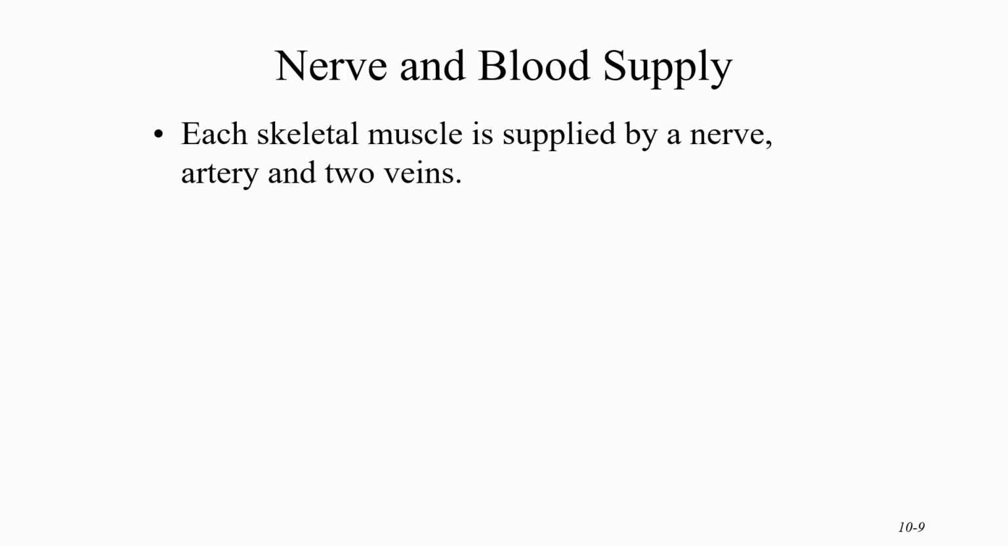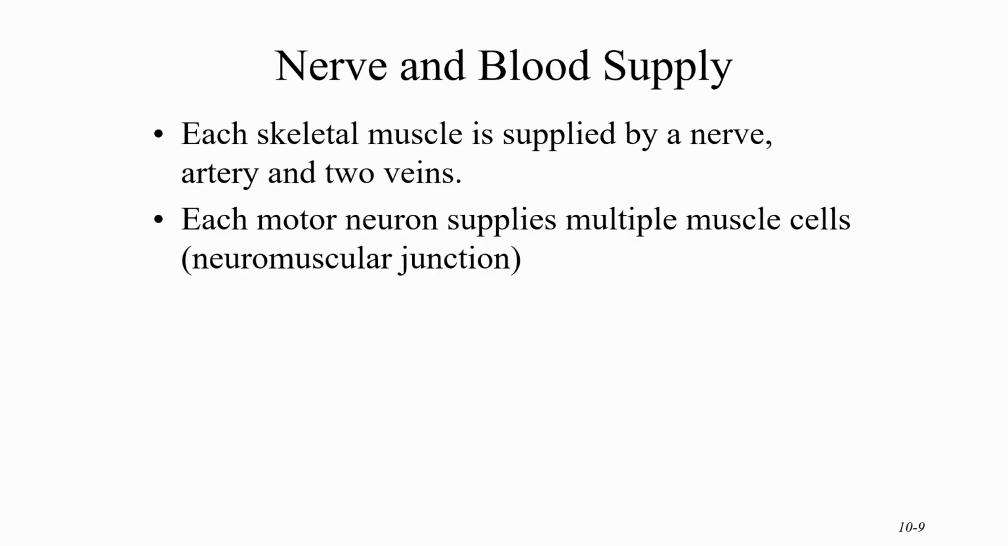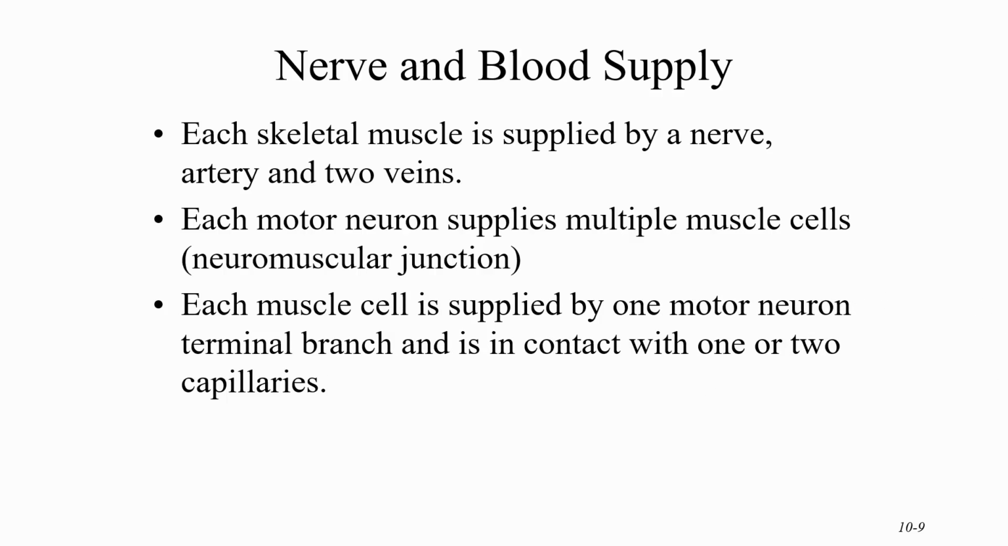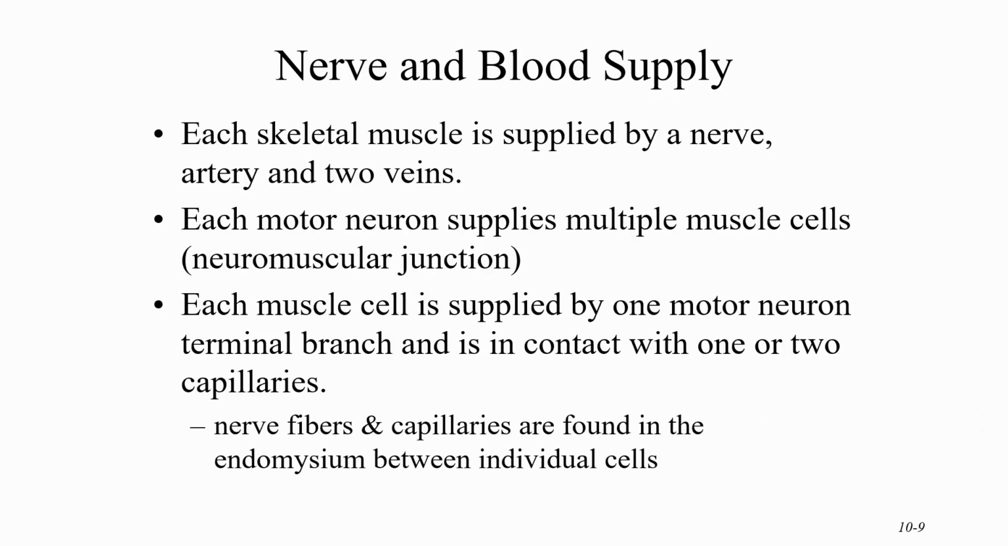Looking at the nerve and blood supply of muscles. Now, each muscle is supplied by a nerve, artery, and two veins. We call that a neurovascular bundle. And each motor neuron supplies multiple muscle cells at what we call the neuromuscular junction. And each cell is supplied by one motor neuron terminal branch, and it's in contact with one or two capillaries. And nerve fibers and capillaries are found in the endomysium in between individual cells.